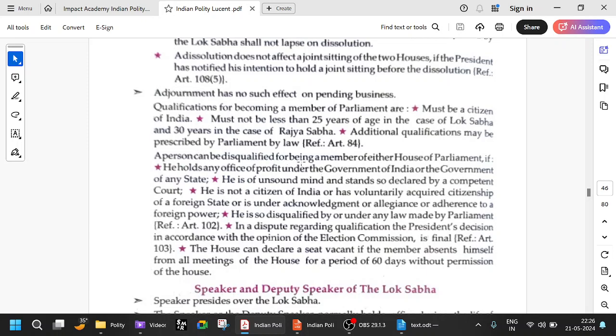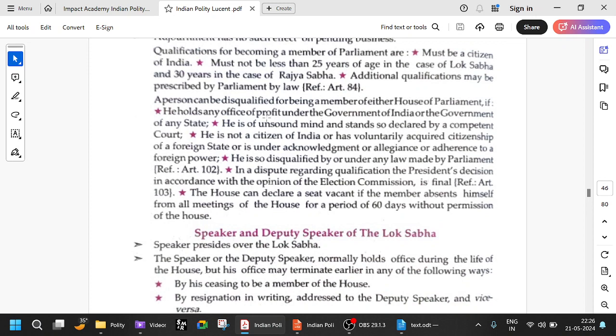A person can be disqualified for being a member of either House of Parliament if he holds any office of profit under the government of India. That is, he is getting some form of salary from the government of India, either as a permanent employee or as an advisor. He has to first come out of that, or government of any state. Or if he is of unsound mind and stands so declared by a competent court.